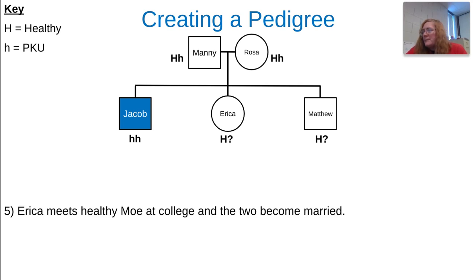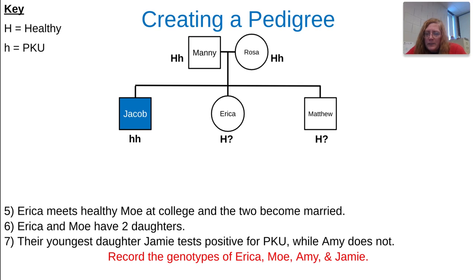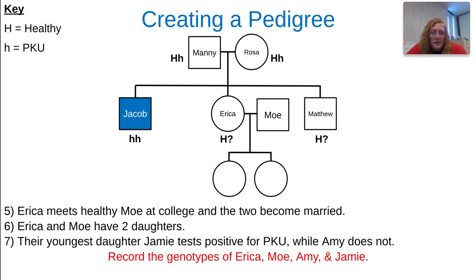Now we have more information. With more information, Erica meets someone who is healthy. His name's Mo, and they become married. Erica and Mo have 2 daughters. Their youngest daughter has PKU, but the other daughter, Amy, does not. Go ahead, get Erica, Mo, Amy, and Jamie on there. Well, Erica's on there. So Erica meets Mo. They have the 2 daughters. The daughters, so they're circles. Jamie has it. Amy does not.